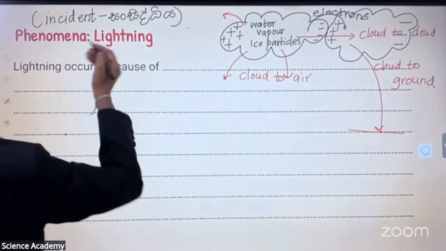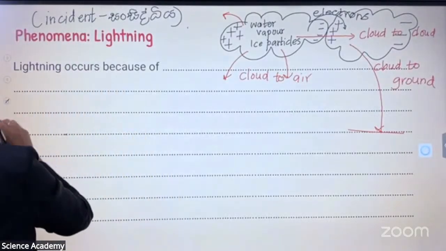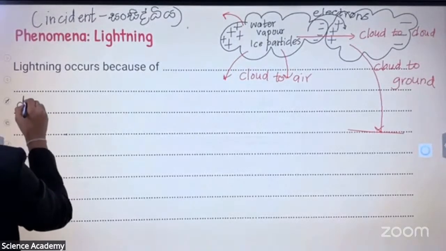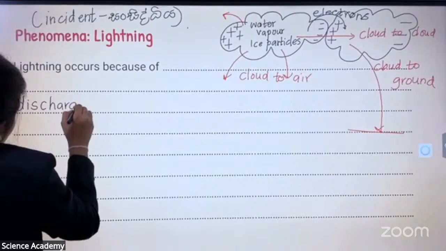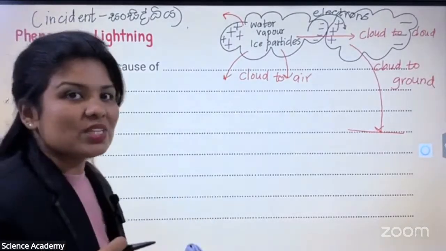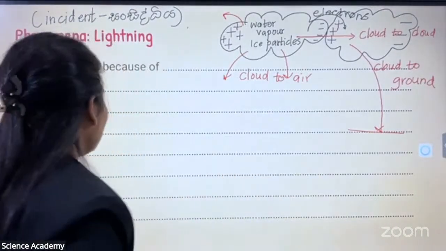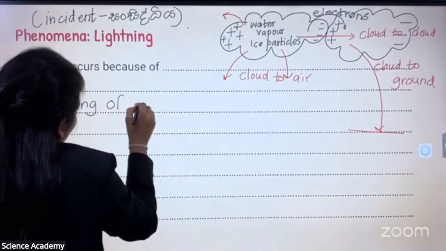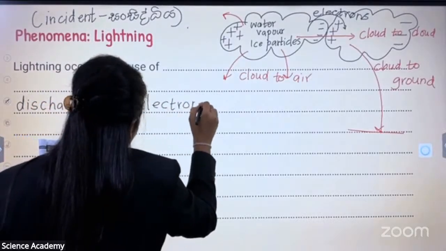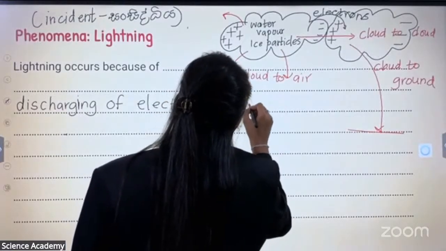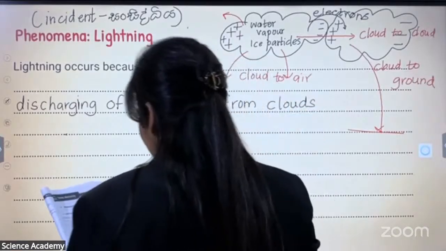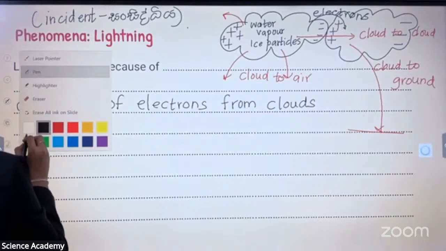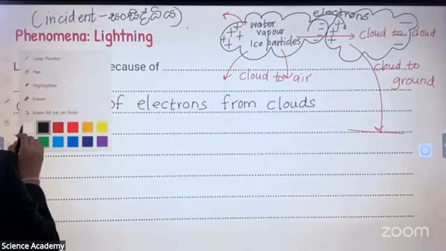Here children, lightning occurs because of discharging. Discharging means releasing. Discharge means visarjane. Visarjane means releasing out electrons. Discharging of electrons from clouds. Because of discharging of electrons from clouds, right? Okay, so here children, I am writing another important point.